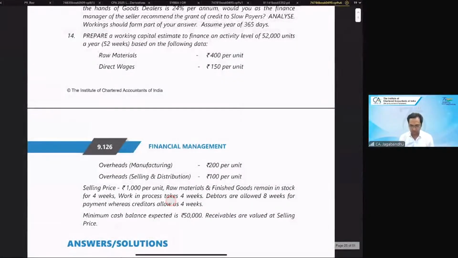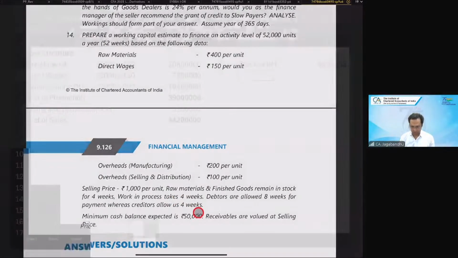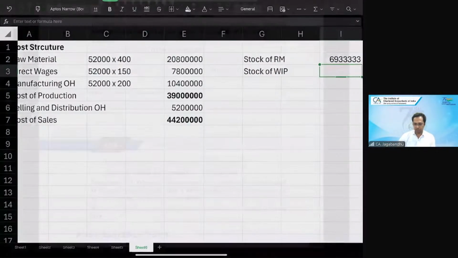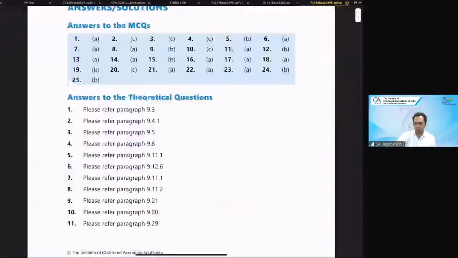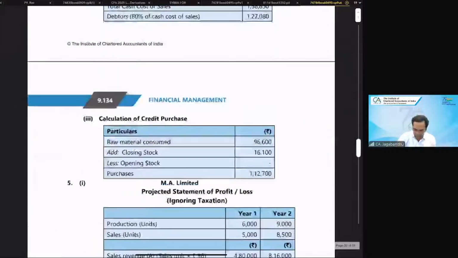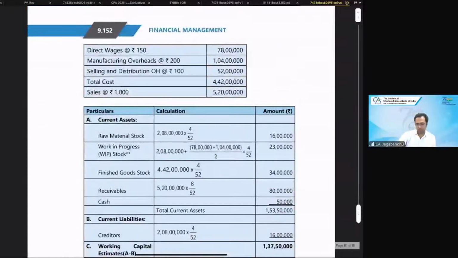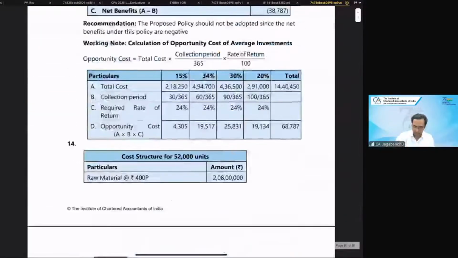Watch out, WIP is there. Work in progress takes 4 weeks. So we have, say, stock of WIP. Stock of WIP will be taken as 50% of it, like half of that.